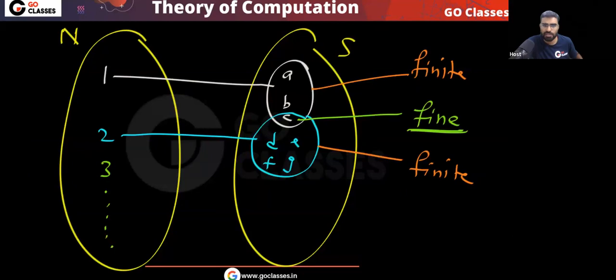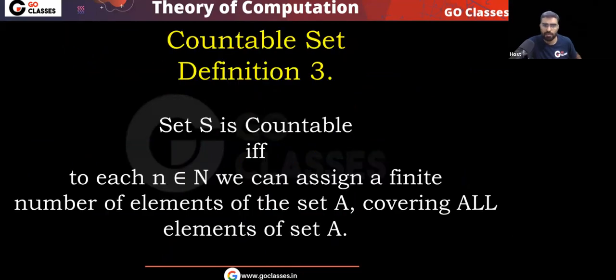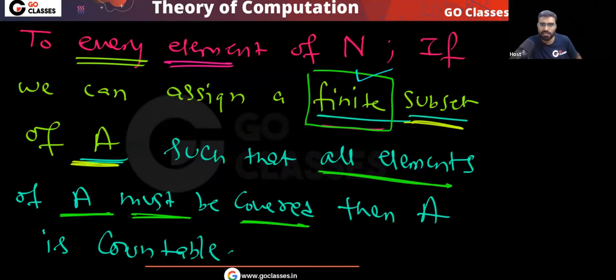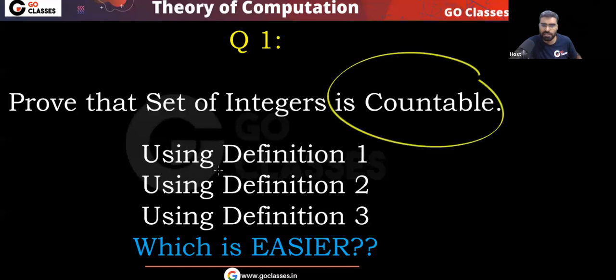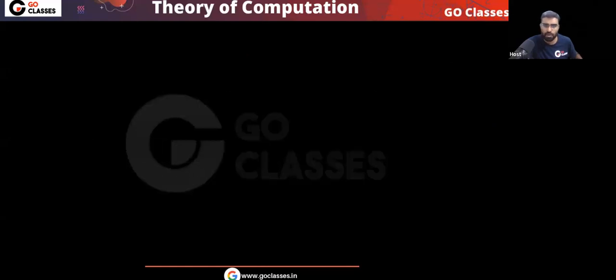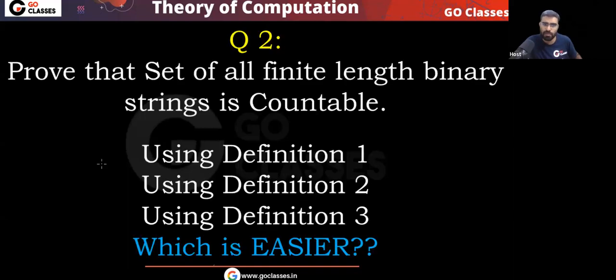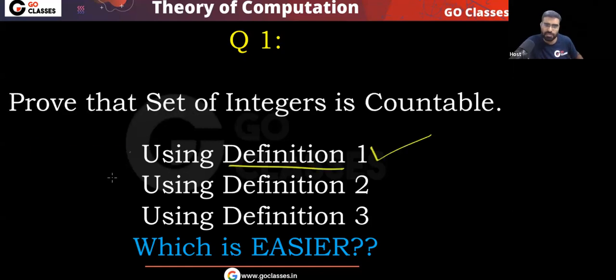So now let's apply this definition on questions. Prove that the set of integers is countable. This is what we want to prove. You have already seen it using definition 1, where you create a bijection. Definition 2 we have also seen, where you create an enumeration.